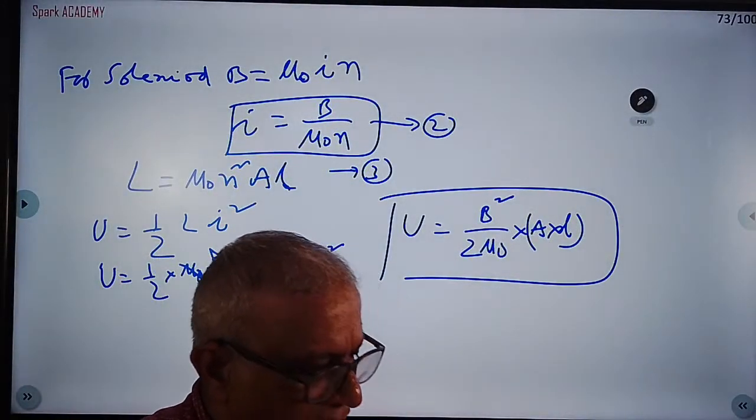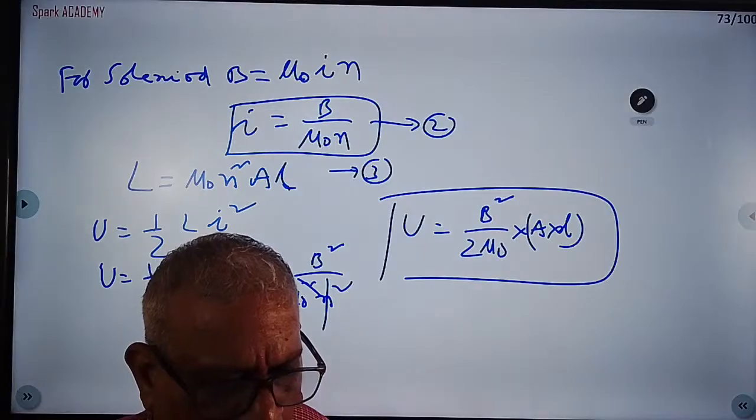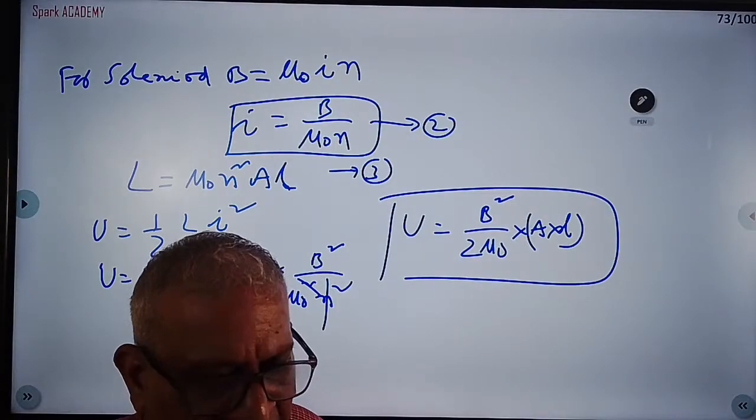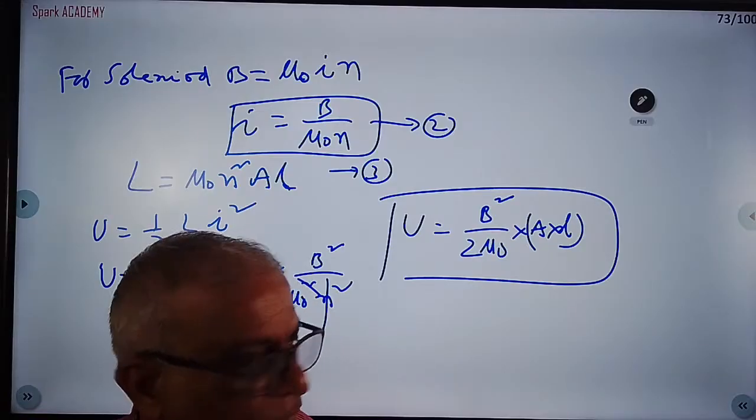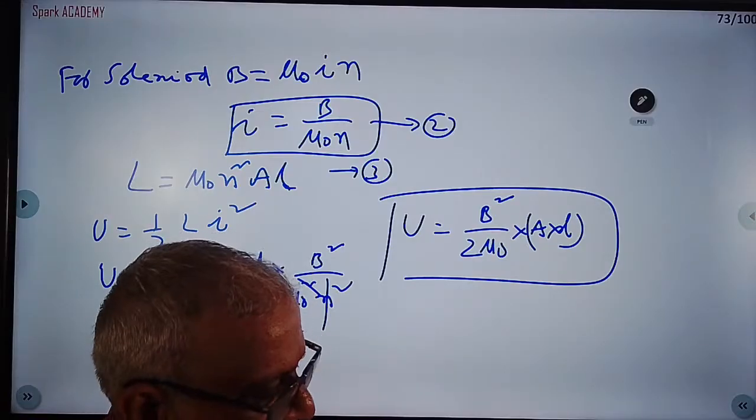This is the expression for magnetic energy stored, or up to half L i square you can do. Different books give it in different ways. Instead of discussing atoms, now I am discussing semiconductors first, students. If time permits, I will discuss atoms.